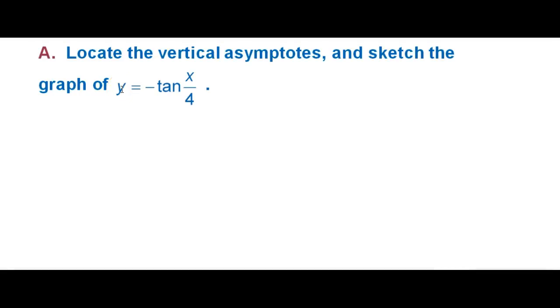Hi, this graph is going to be very similar to the process we followed for the first video of this lesson. There's one additional thing, the negative sign here, but we're still going to use the same method to figure out the asymptotes. We want to figure out where tangent of x over 4 is undefined, so that's going to be wherever x over 4 is equal to pi over 2, or where x over 4 is equal to negative pi over 2.